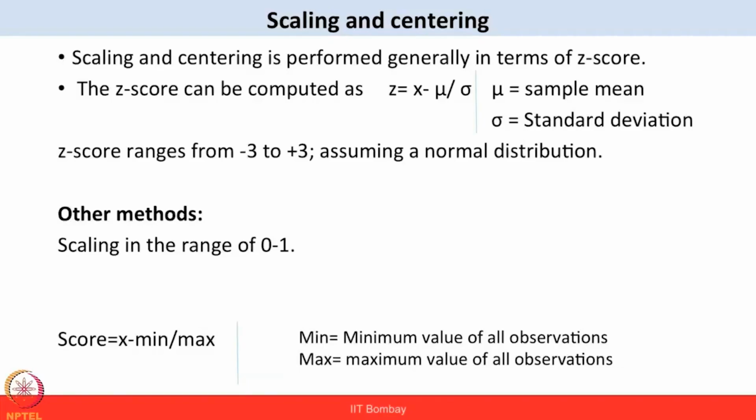So here, if we call the value a score, you can see that it is x minus minimum upon maximum. Each observation is subtracted by the minimum value of all observations and then divided by the maximum value of all observations. This brings your data to the range of 0 to 1, and no data will lie above or below that range. In this way, we can compare different distributions in terms of scaling and centering.